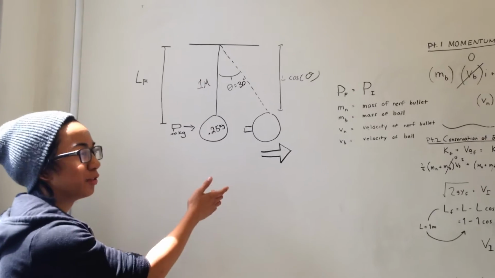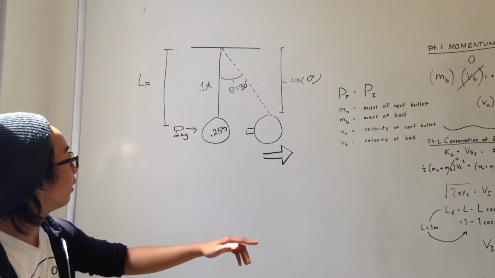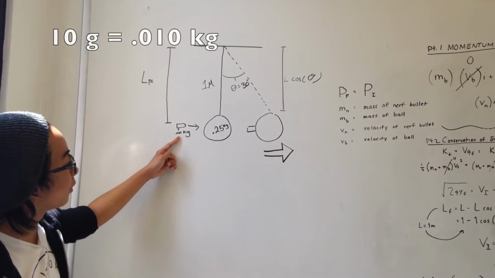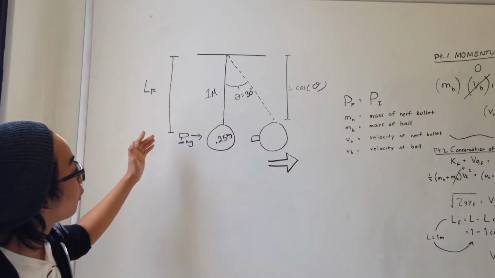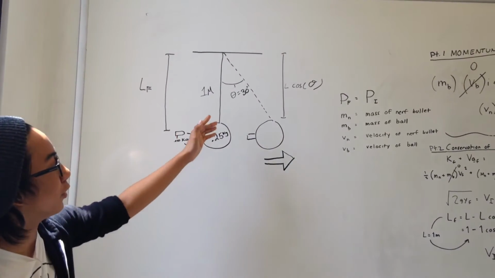Alright, here is a diagram of the demonstration of the Nerf bullet onto the ball, where the Nerf bullet is 10 grams, and the ball is 250 grams, and the length of the string is 1 meter, and after the bullet hits the ball, it produces a 30-degree angle.